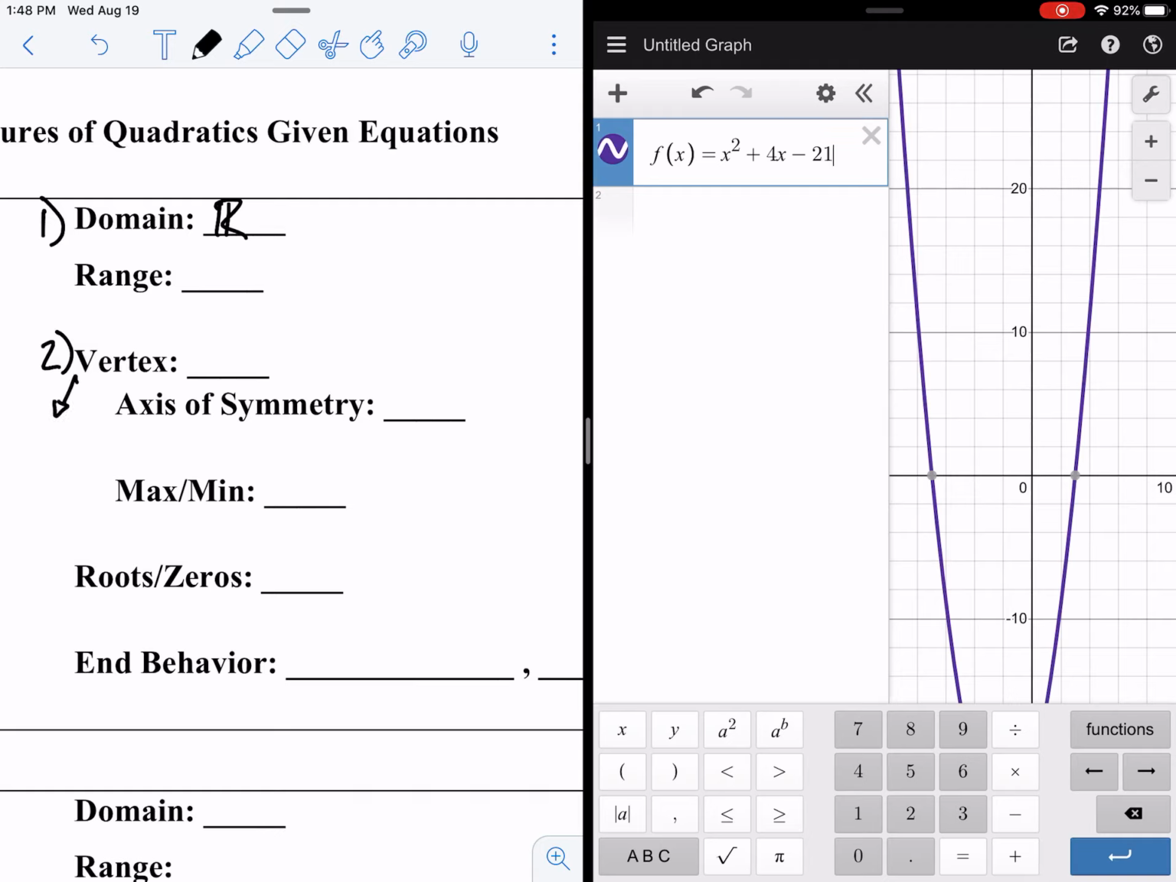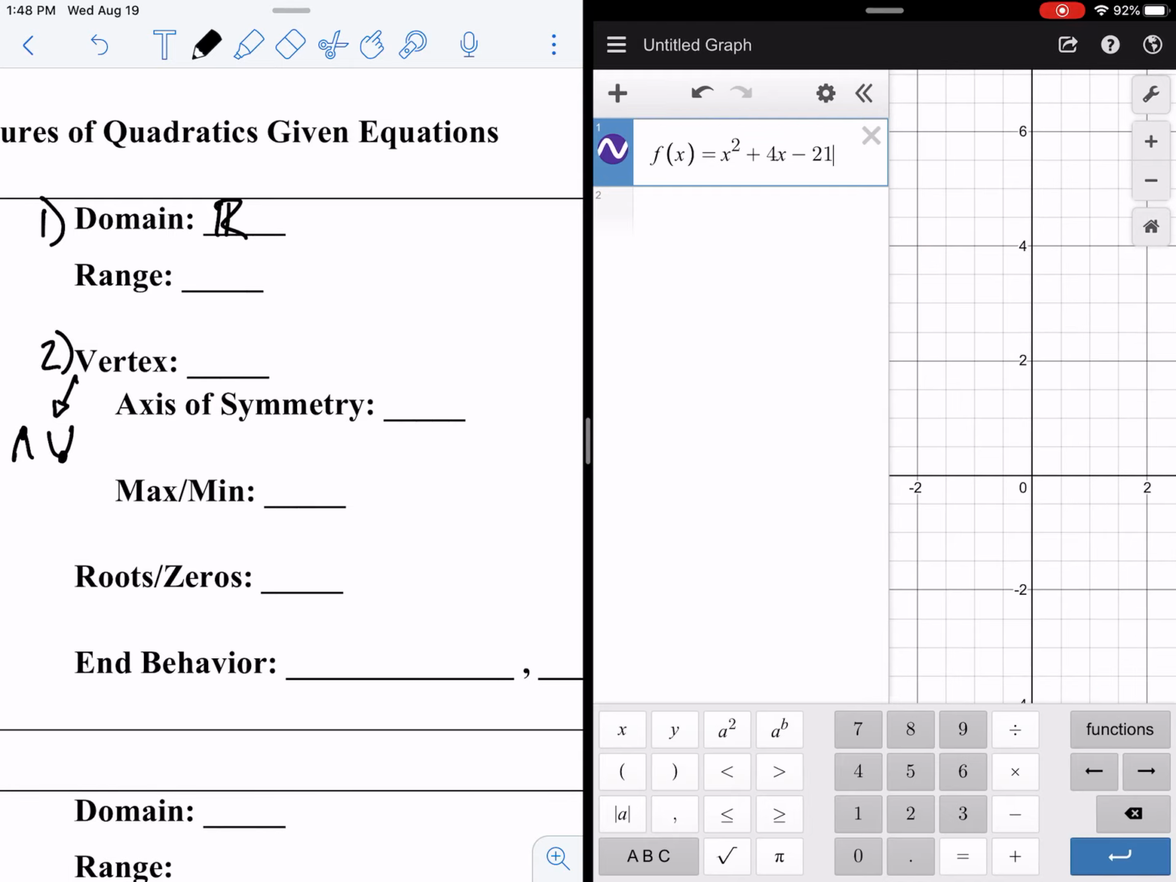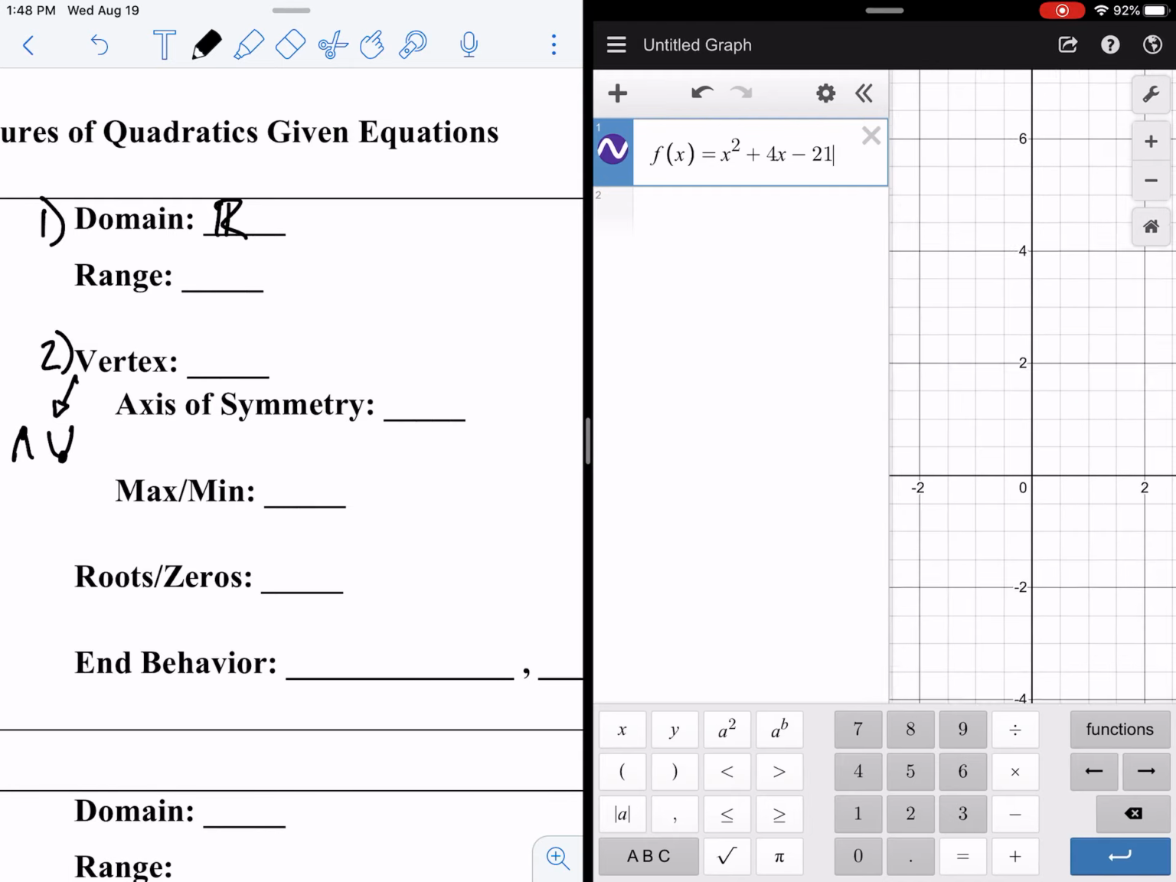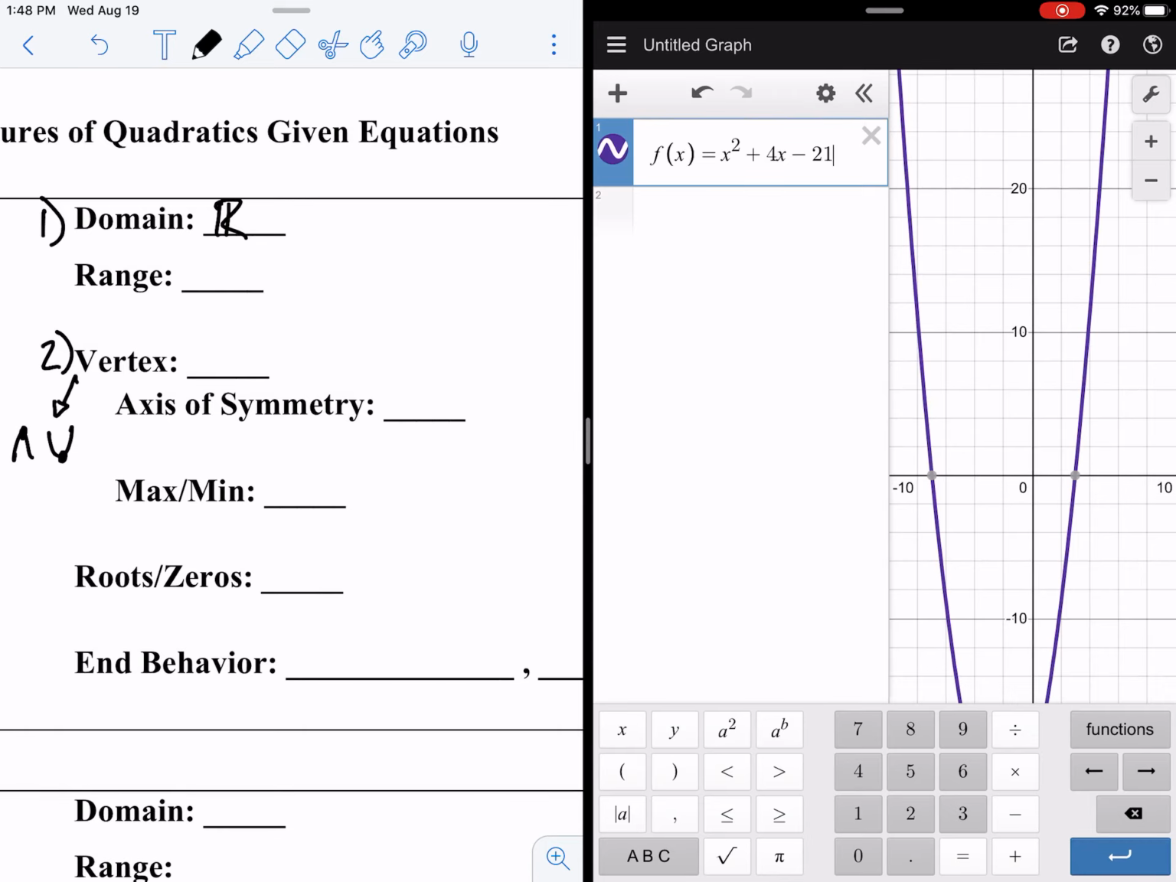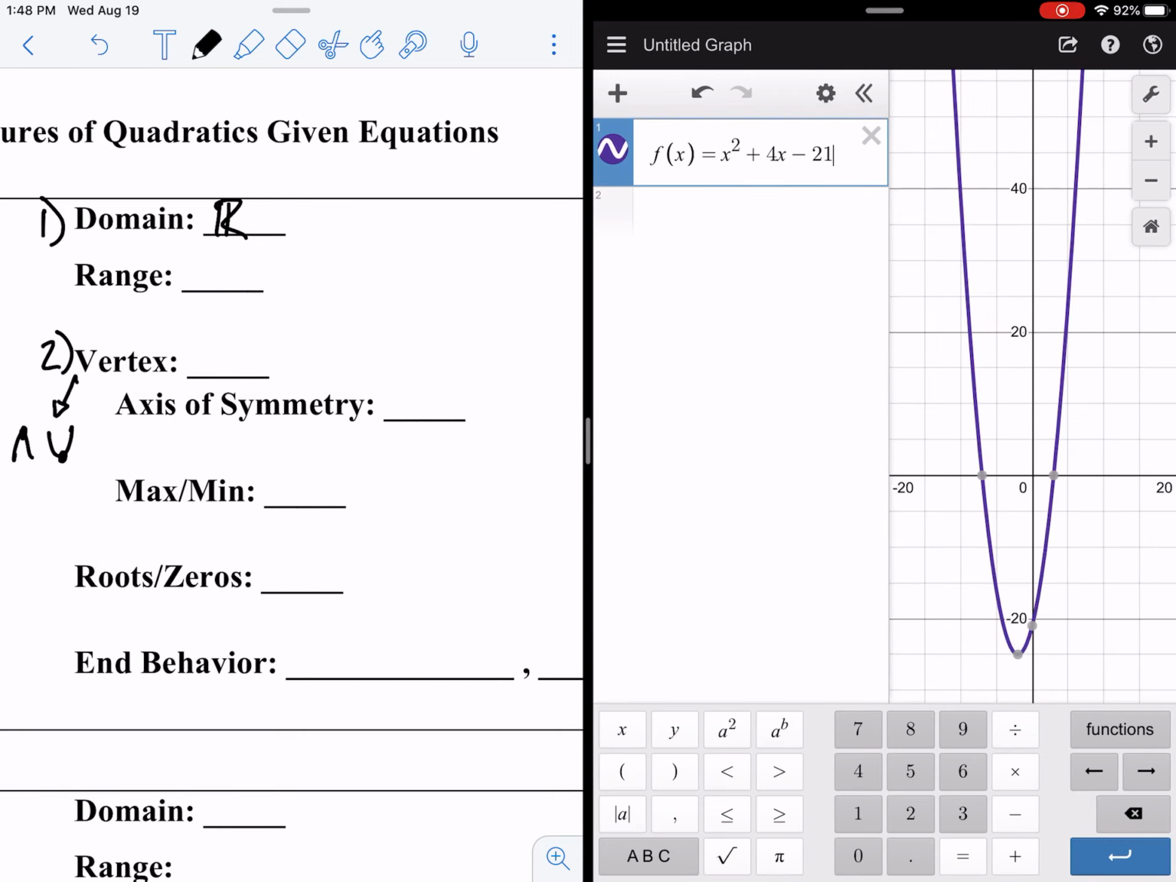Now, the vertex, if you remember, is where the graph turns, or it's the top or the bottom. Again, if you just remember turning point, that's probably the easiest way to remember where the vertex is. So if I look at the graph, I can try to zoom in to see if I can find it. But when I zoom in, I see less of the graph. So now I'm going to zoom out, and when I zoom out, I can see it down here at the bottom.